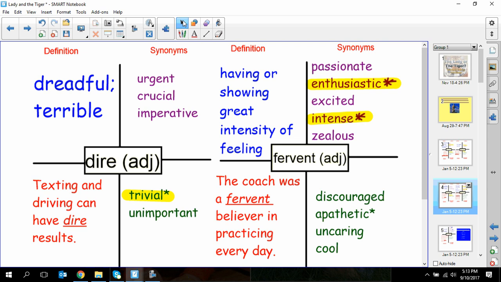You're very, very passionate. I use the example of a football coach who is a fervent believer in practicing every day. When you talk about someone who is discussing something that they really have a great love for, they might be fervent. The opposite of that would be, of course, to be apathetic. I describe somebody who is apathetic as, who cares? But if you're fervent, you are just passionate and you love whatever you're talking about so very much.